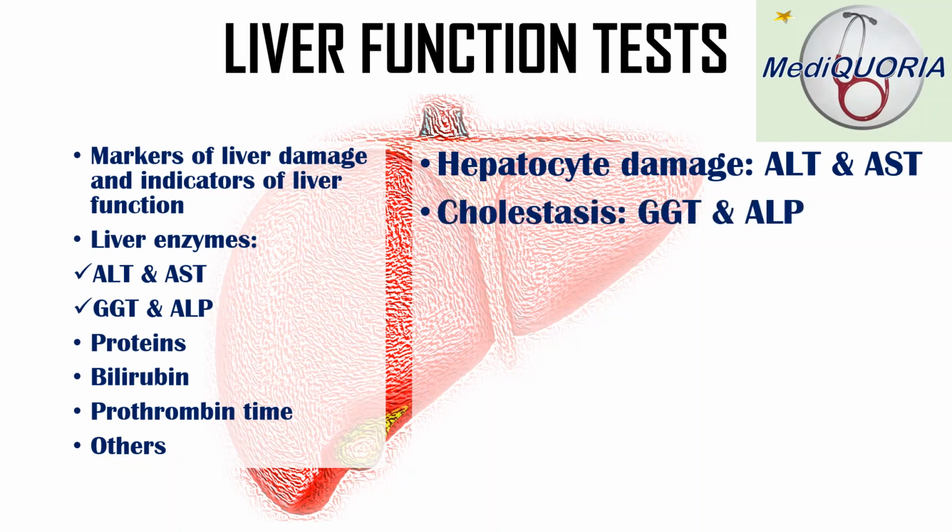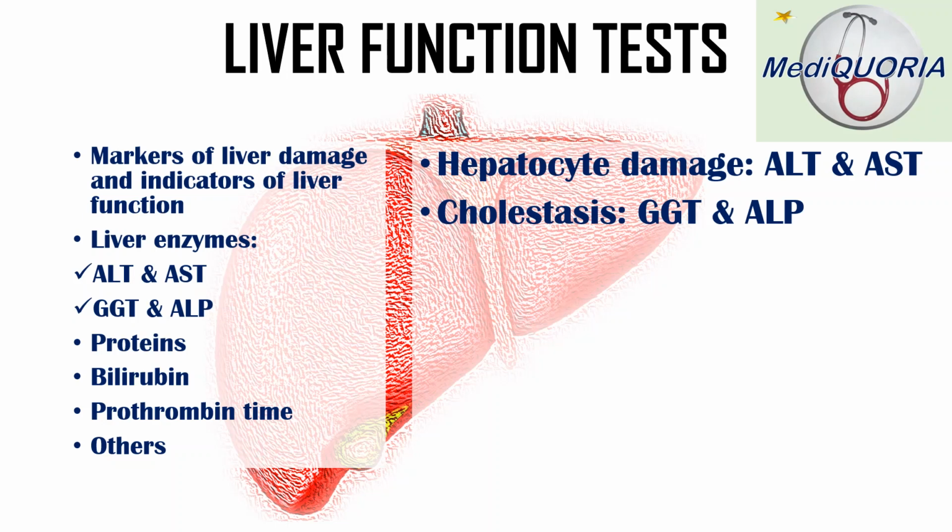In cholestasis, it is usually the level of GGT and ALP that is elevated. An isolated increase in the level of GGT could point to induction of the enzyme by alcoholism or by ingestion of certain medications like anticonvulsants, for example phenytoin.